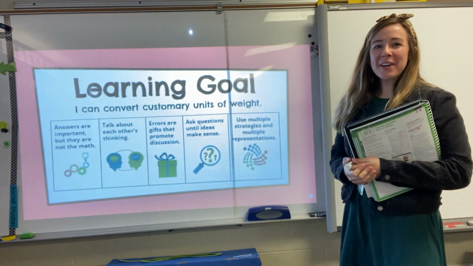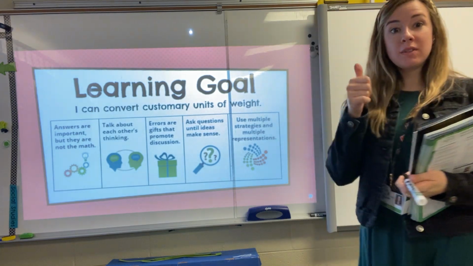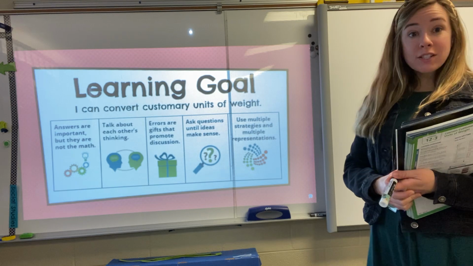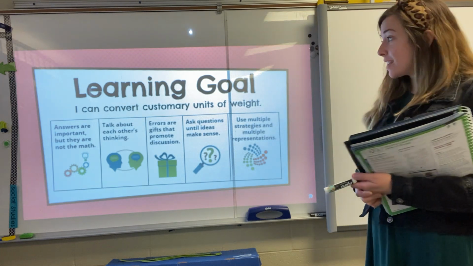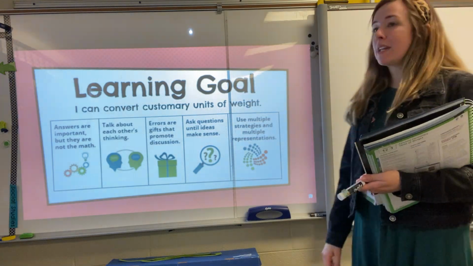Hey boys and girls, we are on lesson 12-3, convert customary units of weight. You need your workbook, a pencil, make sure you have a multiplication chart out, extra scratch paper just in case, and we'll get started. Here's our learning goal. You can read it with me. I can convert customary units of weight.